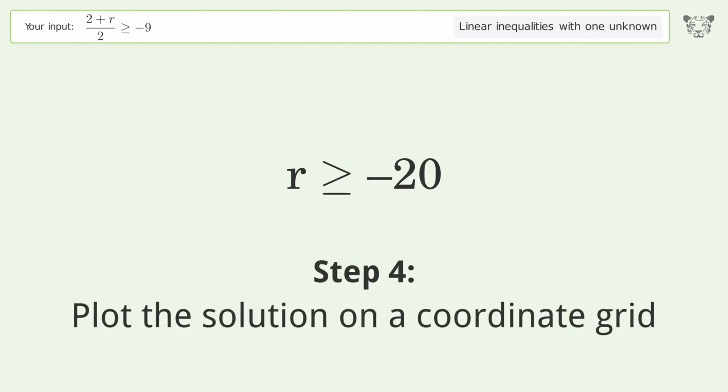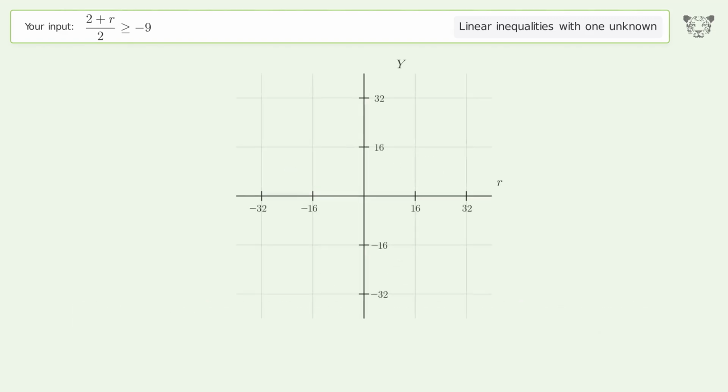Plot the solution on a coordinate grid. And so the final result is r equal or greater than -20.